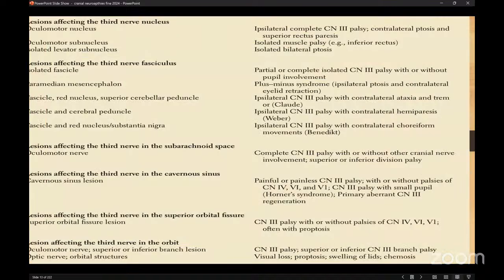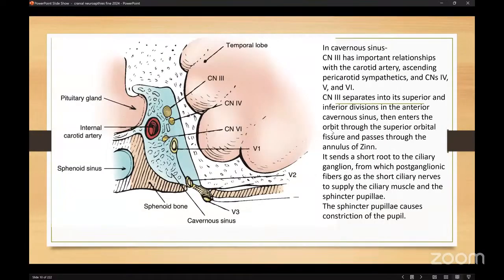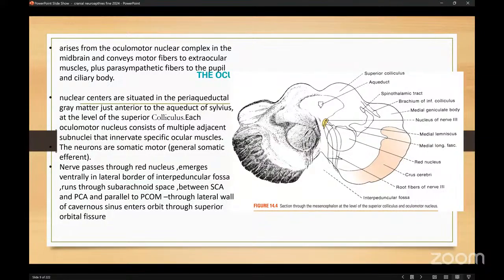And from there, the third nerve comes out from the nuclei. That third nerve comes out. This area is called the fascicular part of the third nerve. This is the fascicular division of the third nerve. So the lesions can be here in the nuclear division. Lesions can be here in the fascicular division.